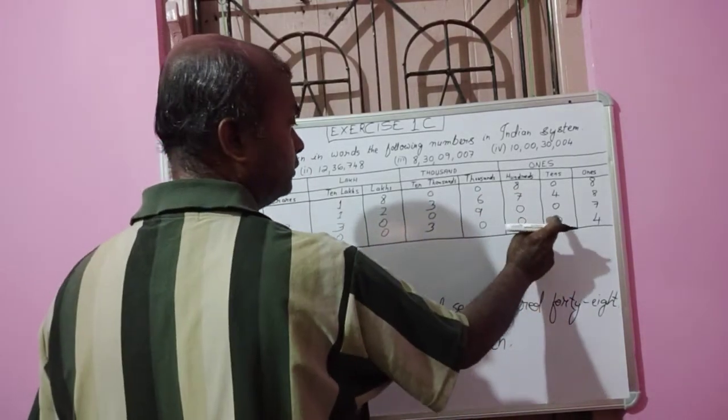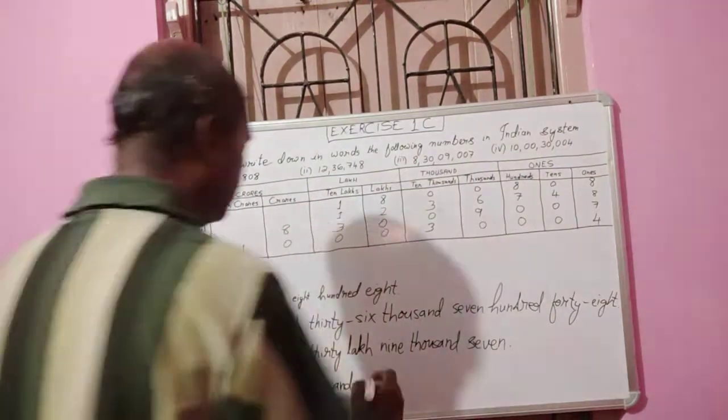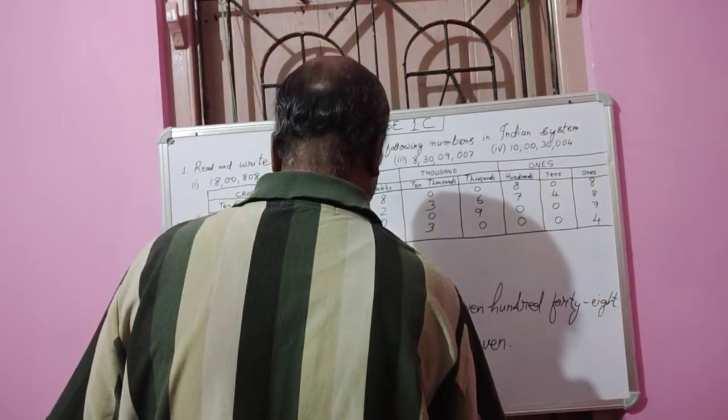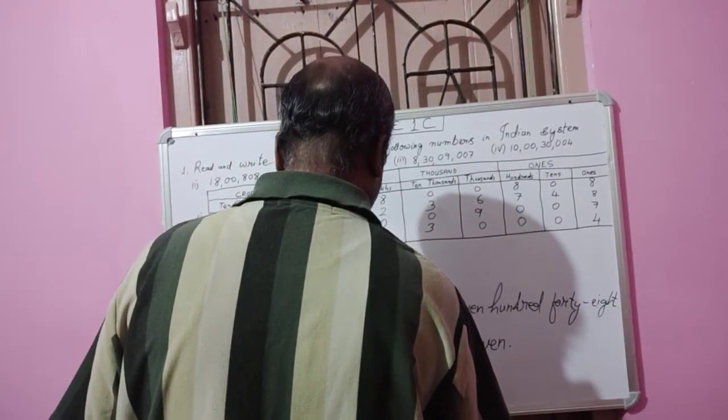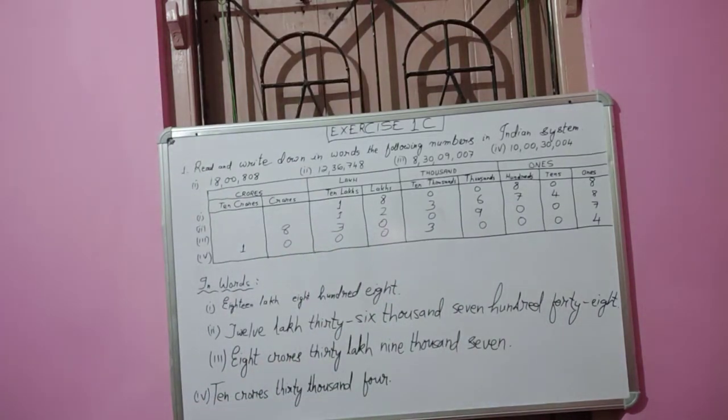Ones group you have 0, 4. Only 4. 30,000, 4. That's it. 10 crores, 30,000, 4.